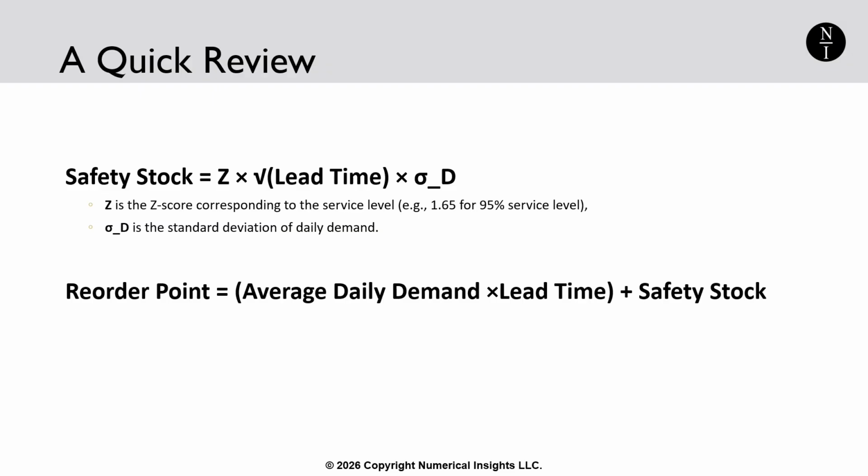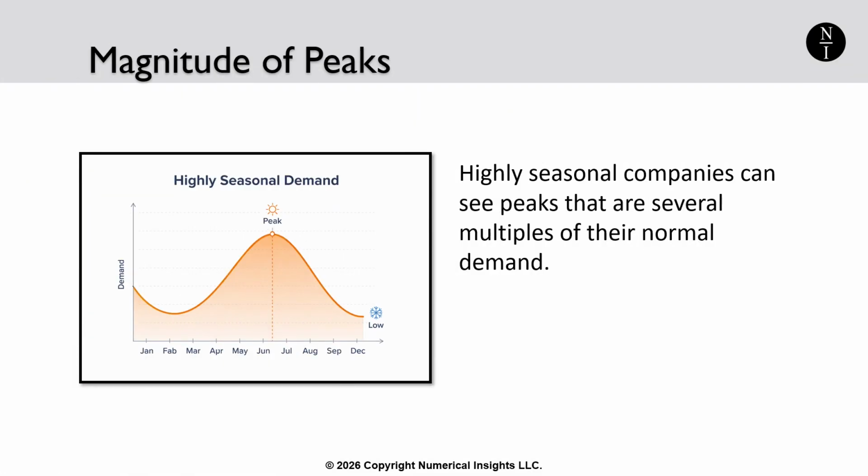From that, we can calculate the reorder point, which determines when to place a new order. The reorder point is equal to the average daily demand times the lead time plus your safety stock. These metrics ensure inventory doesn't dip below zero during replenishment periods. In a stable business, i.e. non-seasonal, one set of calculations suffices.